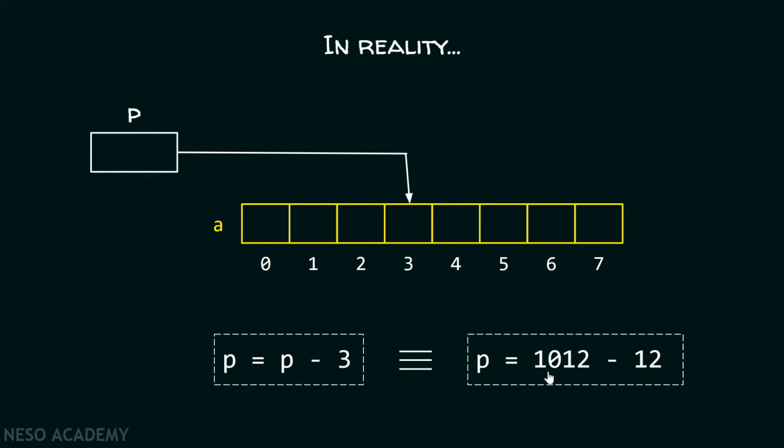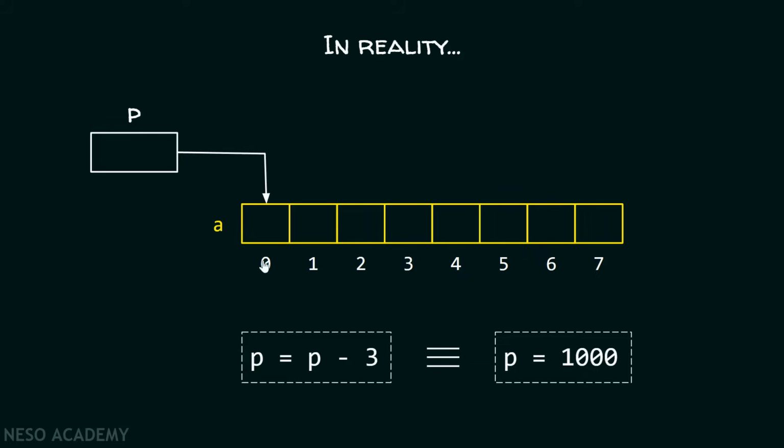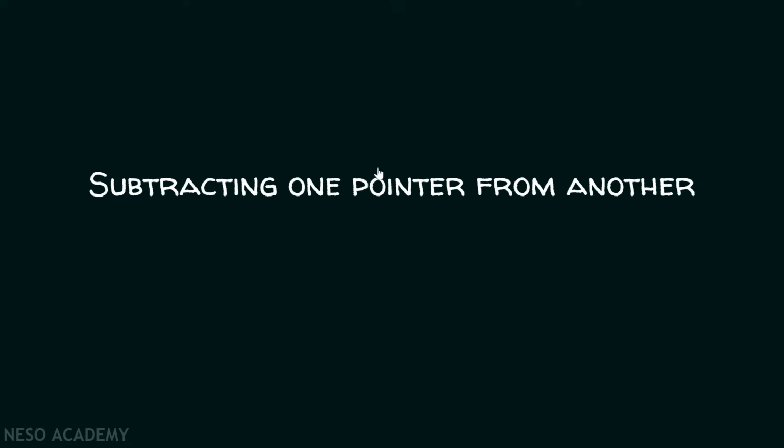Finally, if we subtract 12 from 1012, we get 1000, which is the base address, the initial address of this array. My assumption is that the base address of this array is 1000. That is why the address of this location is 1012. When we do the subtraction with 3, we multiply 3 by 4 and then subtract. We then get the result 1000, which is the address of the first element of the array a, right?